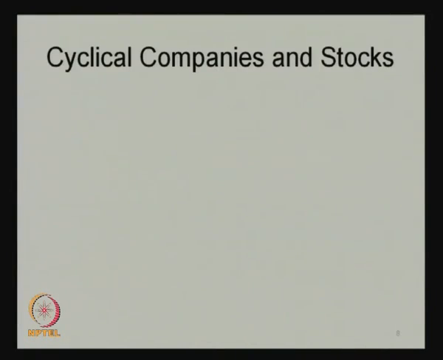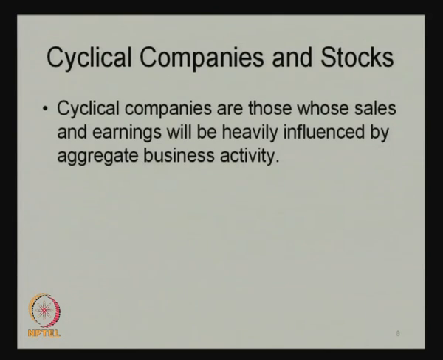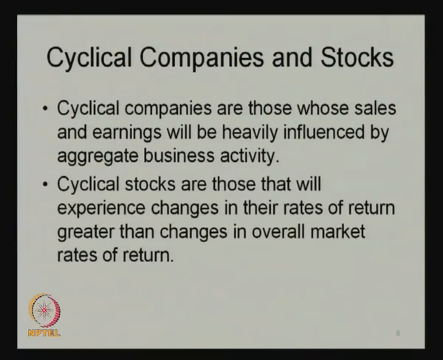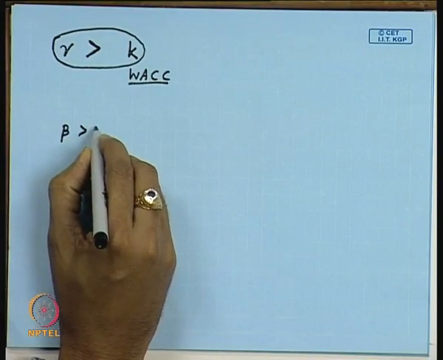Then we have the next category of cyclical companies and stocks. When we say cyclical companies, these are companies where the sales and earnings are influenced by the aggregate economy. An example could be the auto industry, which is supposed to be a cyclical industry. Cyclical stocks are those that will experience changes in return greater than the changes in the overall market rate of return. If the market goes up by a certain percentage, the cyclical stock's return is going to be more than that. Typically, cyclical stocks may have a beta of more than 1.